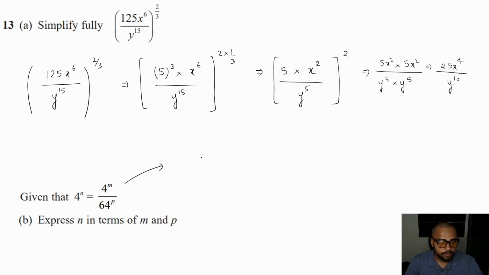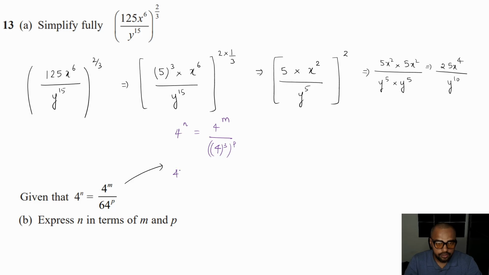Now in the second part, they have told us that 4 raised to the power n is equal to 4 raised to the power m upon 64 raised to the power p. I'll opt for a different color here. Now how could 64 be written? It could be written as 4 raised to the power 3, raised to the power p. Means this 64 we can write as 4 raised to the power 3.